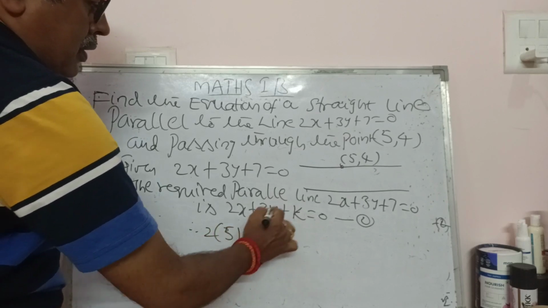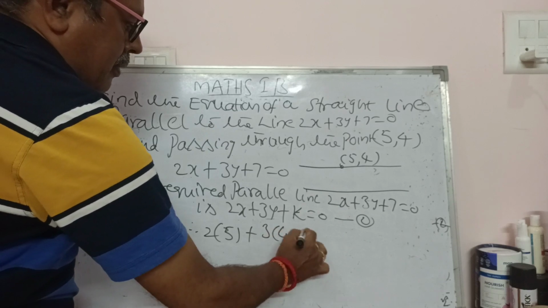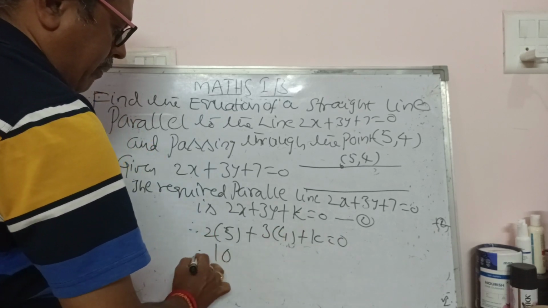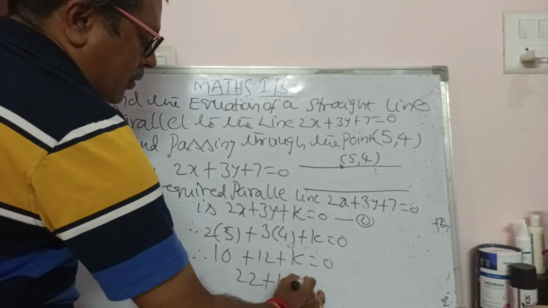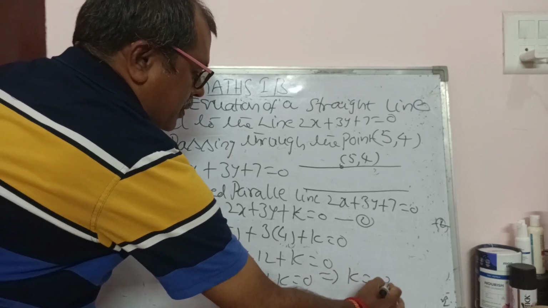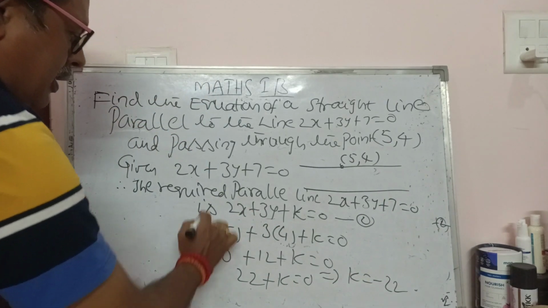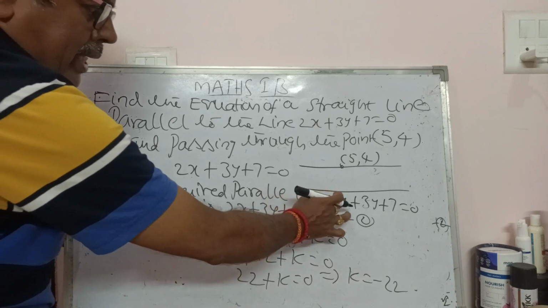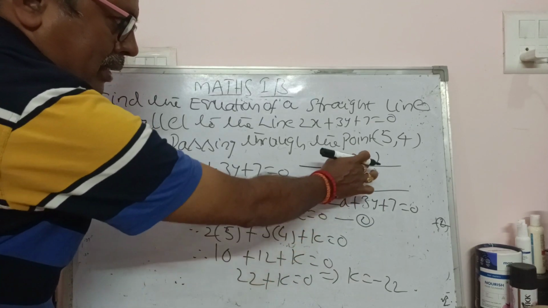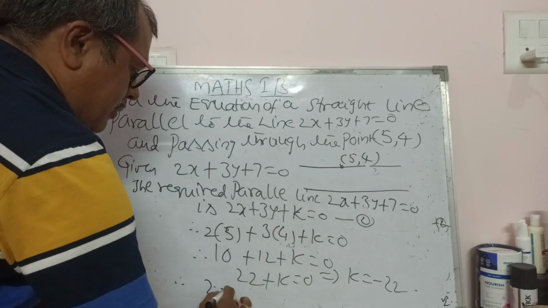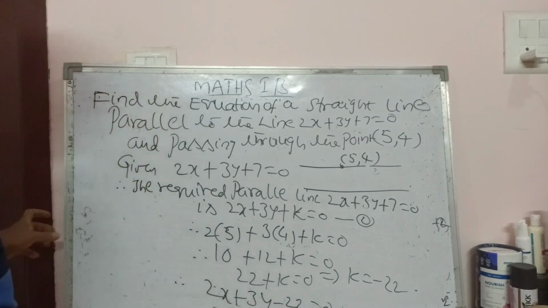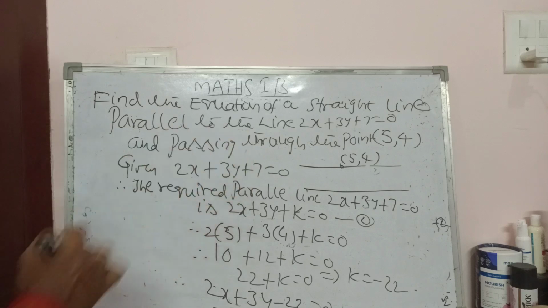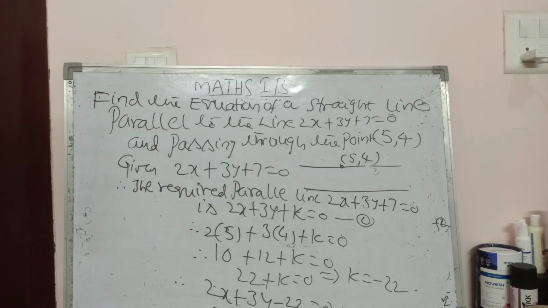5 plus 3 into 4 plus k is equal to 0. So 10 plus 12 plus k is equal to 0. 22 plus k is equal to 0. That implies k is equal to minus 22. Therefore, the required equation of a line parallel to 2x plus 3y plus 7 is equal to 0 and passing through 5 comma 4 is 2x plus 3y minus 22 is equal to 0. This is the required line equation which is parallel to 2x plus 3y plus 7 is equal to 0 and passing through 5 comma 4.